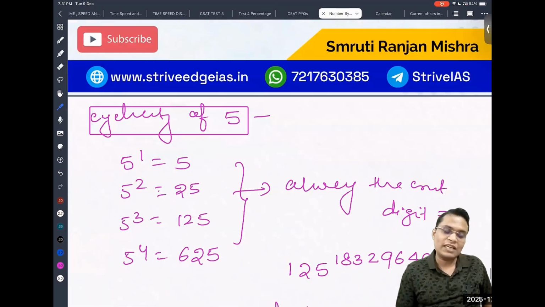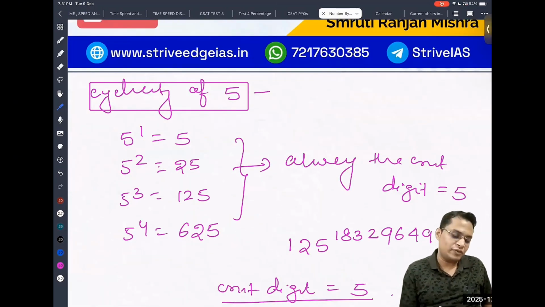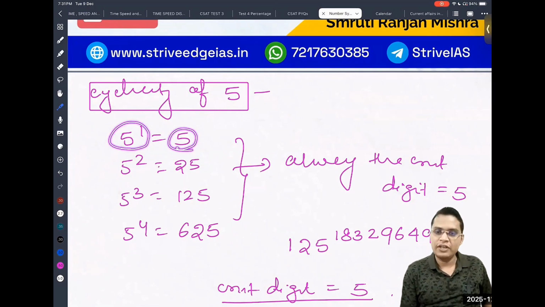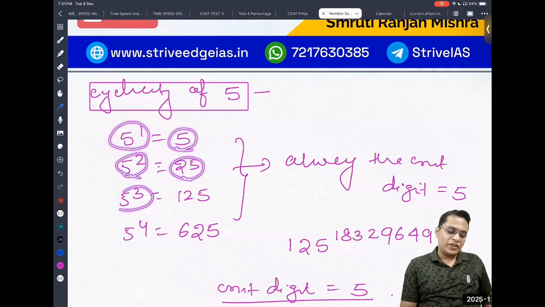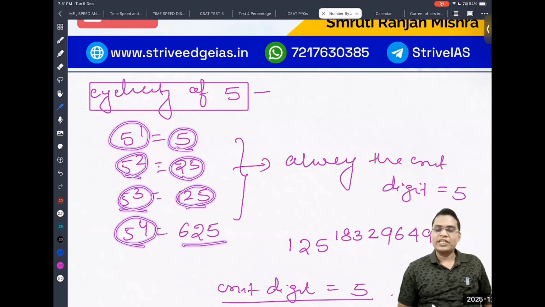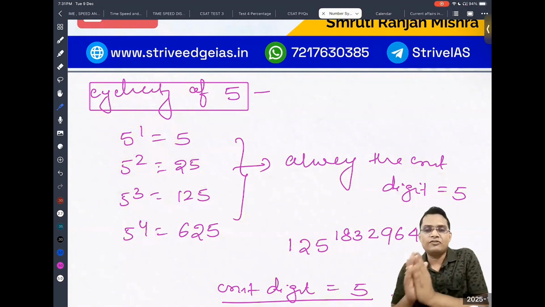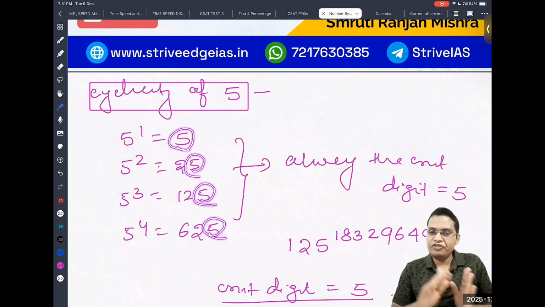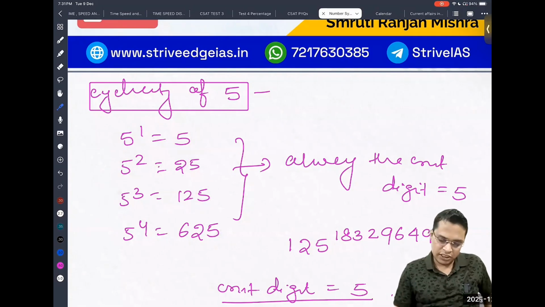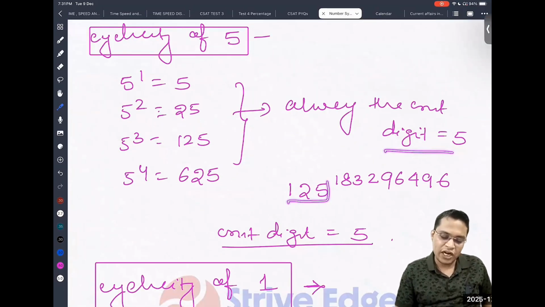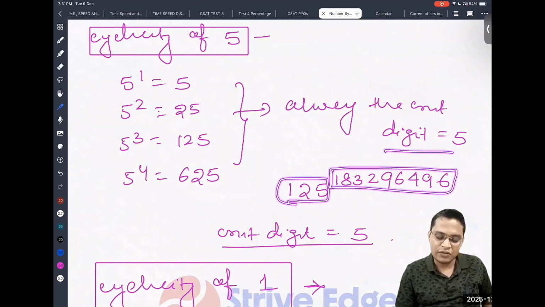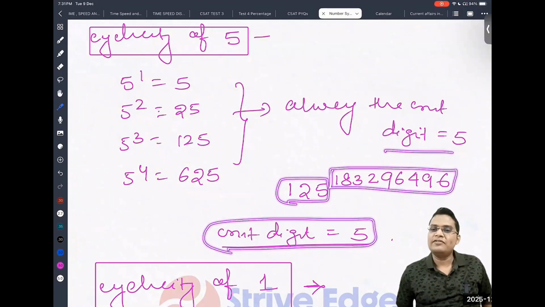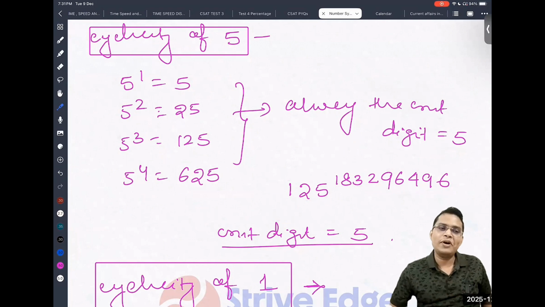Okay. Chaliye. So next about the cyclicity of 5. So if you take 5 to the power 1, you will get 5. 5 square, you will get 25. 5 cube will get 125. 5 fourth you are getting 625. So whatever may be the power of 5, it is always giving the unit digit as 5, na. Okay. So let's say this is a question given, 125 to the power whatever may be the value, unit digit will always be 5. Okay. So no need to fear about big number, just go on, you'll get the answer. Sometimes they can use a big number to confuse you, so no need to worry about it.